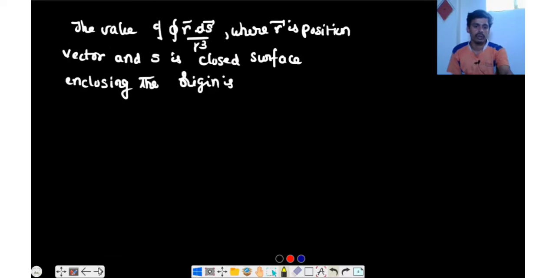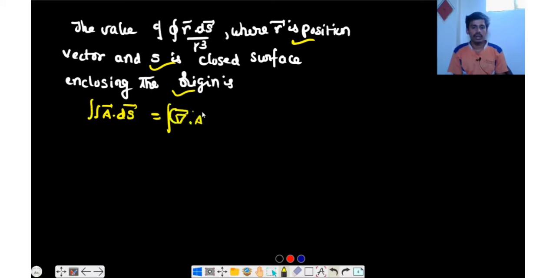Now we will go to another question. The value of the surface integral of R bar dot ds bar by R cube, where R bar is the position vector and S is a closed surface enclosing the origin. Already you know a surface integral changes to a volume integral by using the Gauss divergence theorem. Here A bar is R bar by R cube.